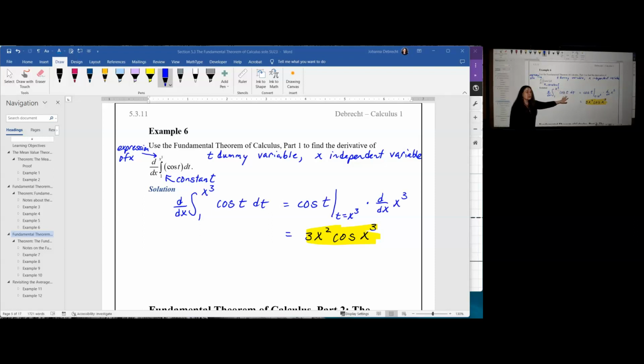Remember, the integral is doing an antiderivative, and then the derivative undoes it. So we get right back to cosine of t. But we're going to substitute the upper limit of integration, which is x cubed. Then, applying the chain rule, we have to take the derivative of that upper limit of integration, x cubed, giving us the result 3x squared times the cosine of x cubed.